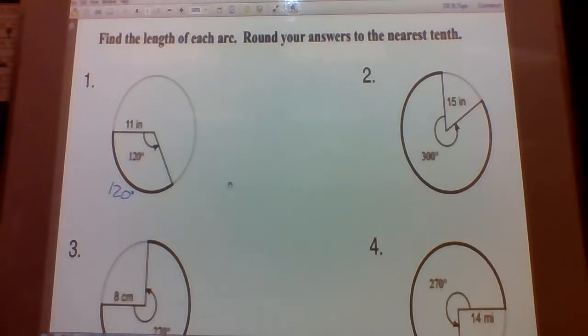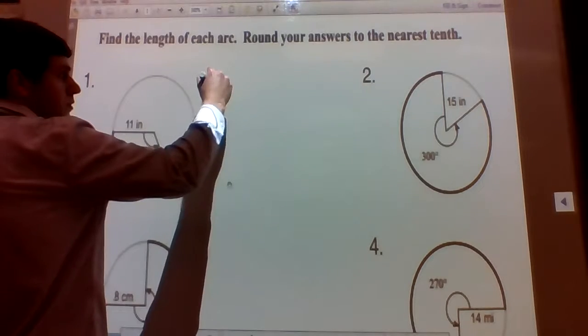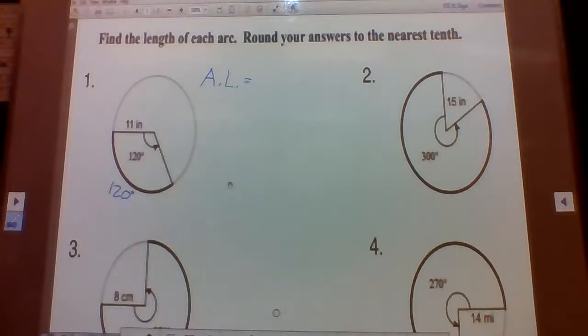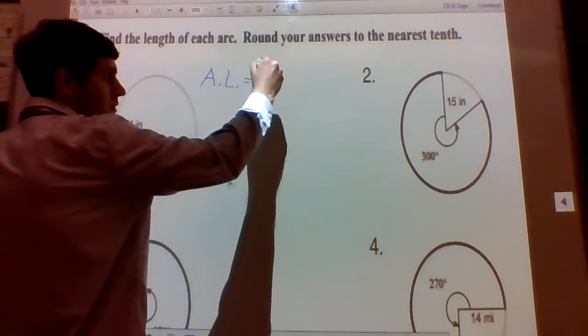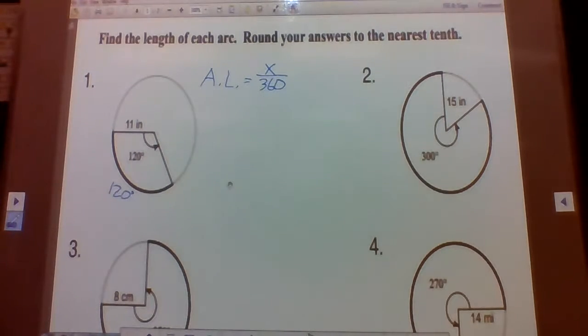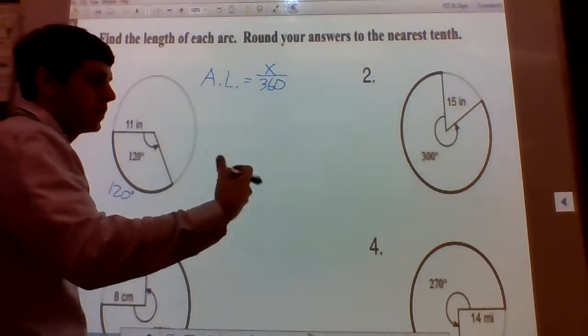The arc length is the actual length of the arc itself, if you were to actually measure how long it was, as opposed to what part of the circle it was. So to find arc length, I'm going to just say AL for arc length. We have to take what portion of the circle we're looking at: our arc measure divided by 360. X is our arc measure, the part of the circle we're trying to find the length of.